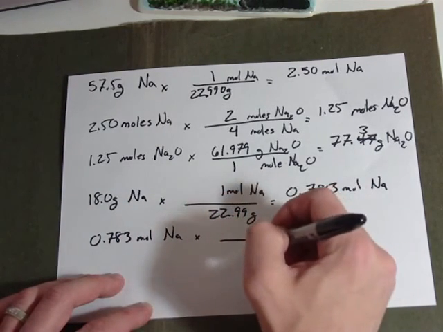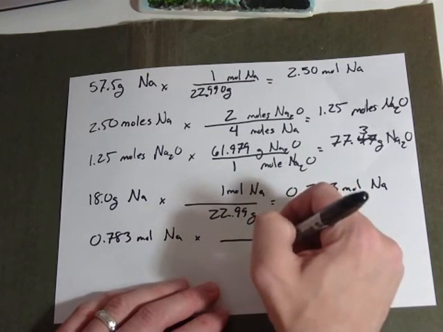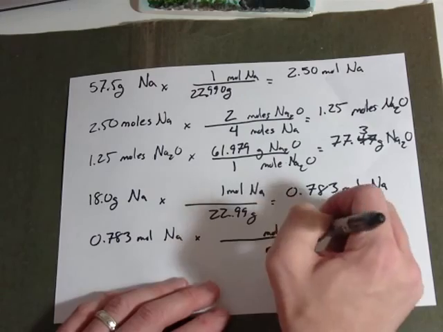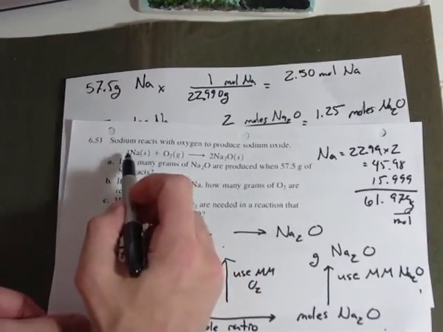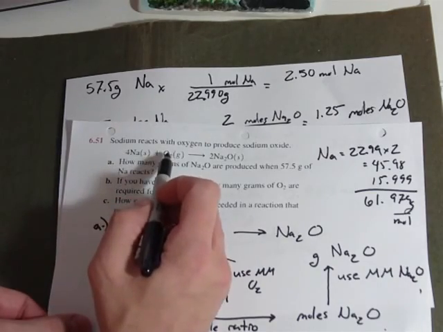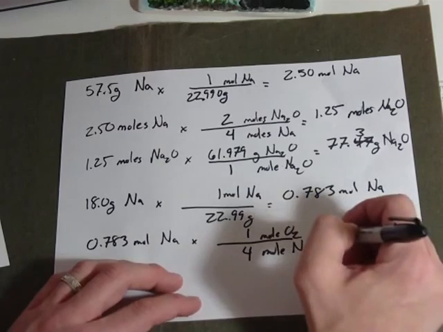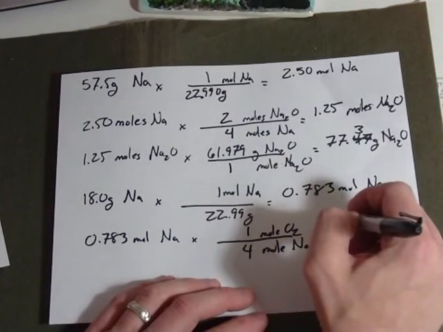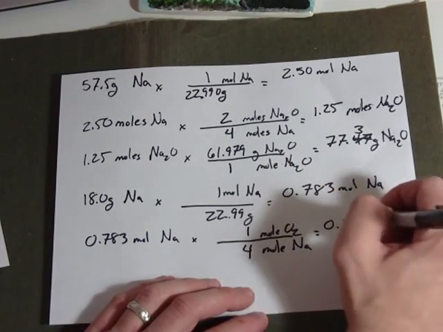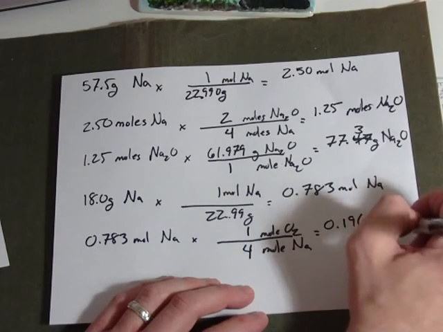We need to use our mole-to-mole ratio for moles of oxygen. So moles of oxygen is what we're looking for. We want moles of sodium to cancel out. Using our balanced reaction, we see that 4 moles of sodium will react with 1 mole of oxygen. And so we have to divide our moles of sodium by 4, and we get a value of 0.196 moles of oxygen.